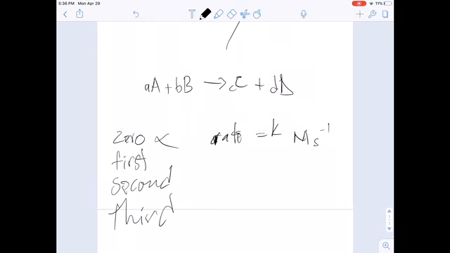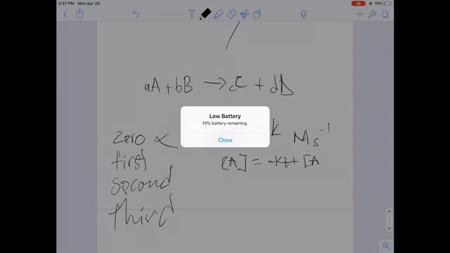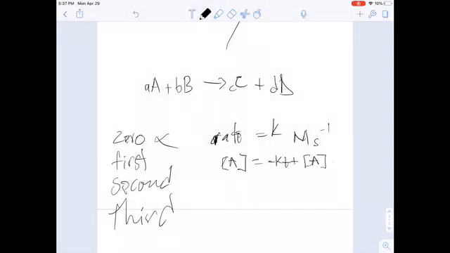The integrated rate law of a zero order reaction is given below, which I'm going to write here. So concentration of A is equal to minus Kt plus the initial concentration of A.